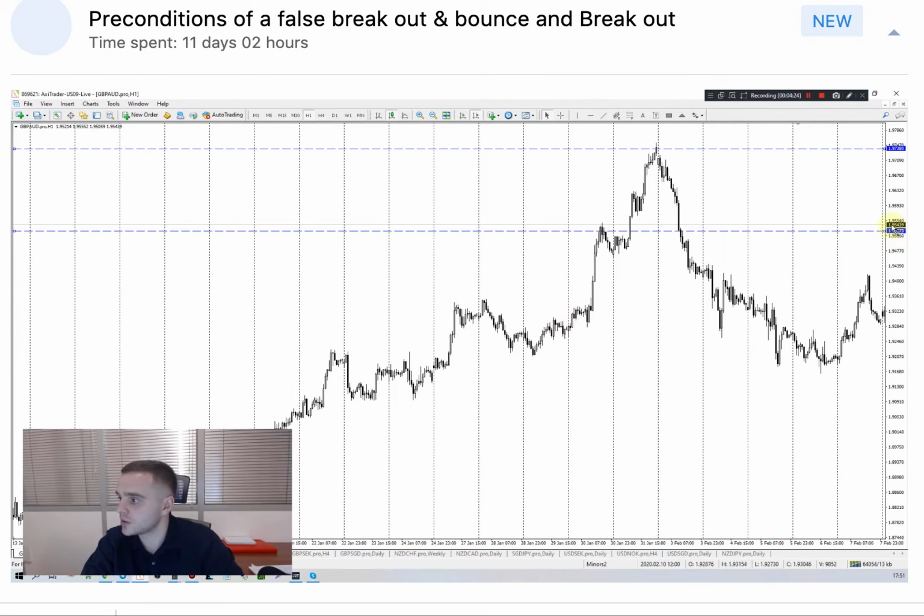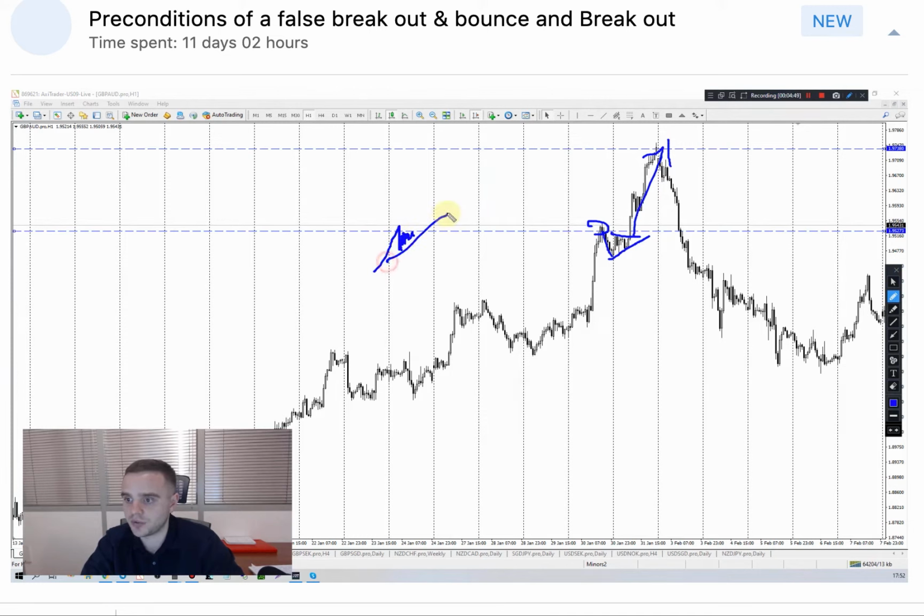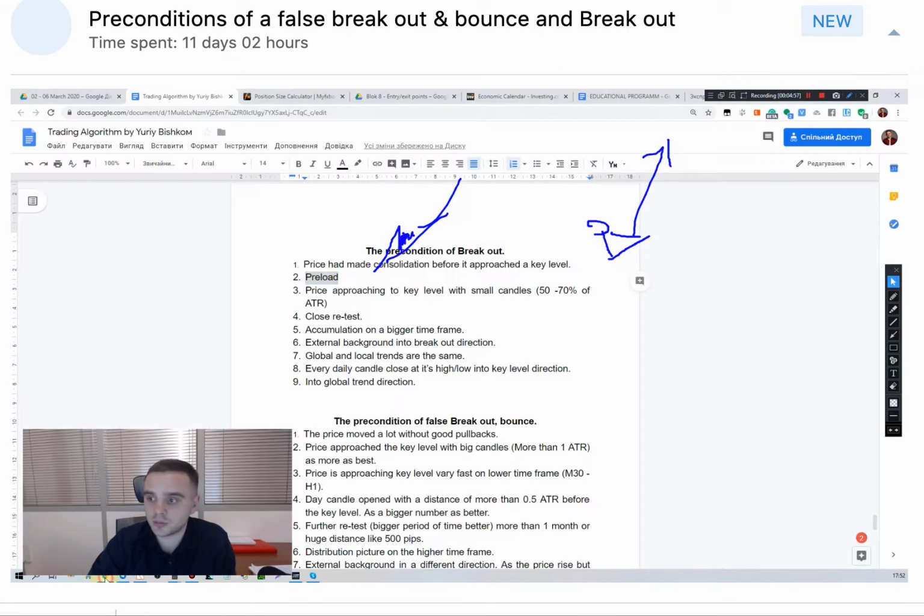Okay, and here is 195.27, and you can see that the first reaction on this key level was a false breakout. But after that, what happened? This triangle on the lower time frame, and after that price continued to rise. You need to understand that even if you see a false breakout, but eventually price makes a close at the key level, and you see such a triangle preload, you can call it how you want, with huge possibilities there will be a continuation of that movement.